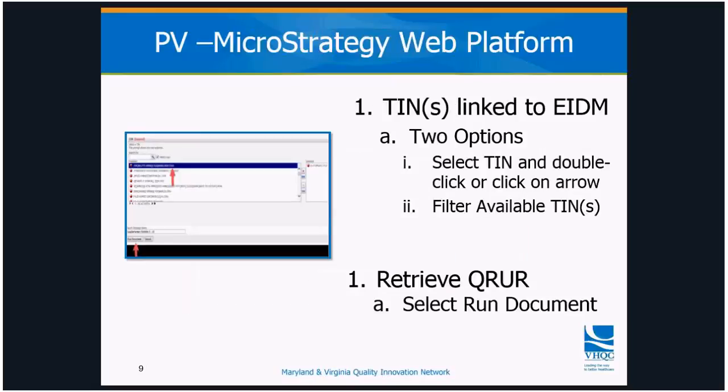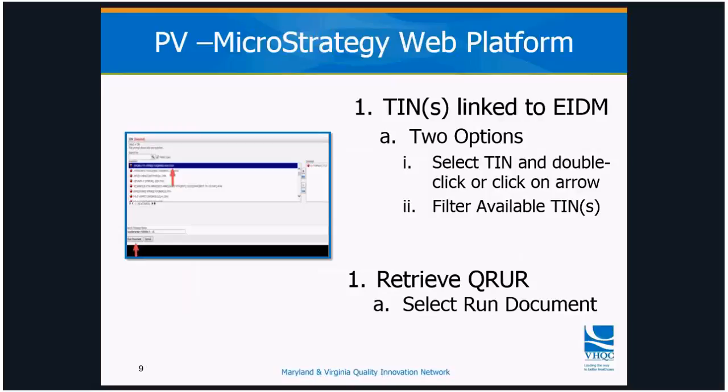You are now in the MicroStrategy web platform. The screen shows the TIN or TINs associated with your EIDM account. You now have two choices. One option is for you to select a TIN and double-click the mouse or click the arrow button to move the TIN from the available to selected. You may also choose to filter the list of available TINs by entering the name or last four digits of a TIN in the Search For field. Please be aware that you may only select one TIN each time you attempt to retrieve an annual QRUR.